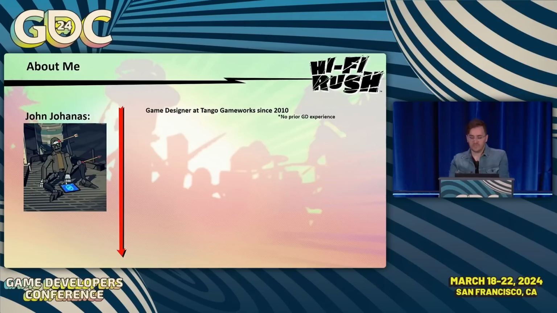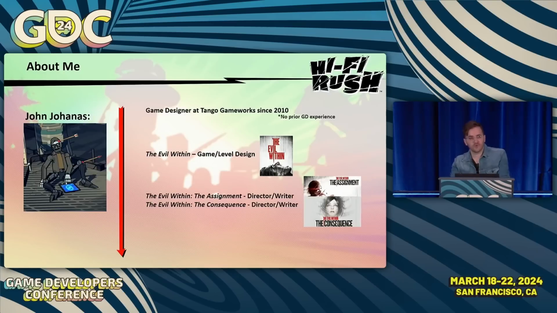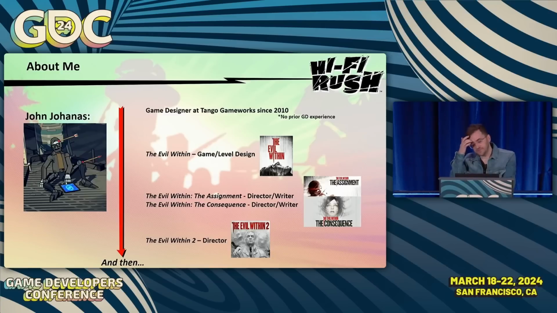So my name is John Johanas, and I've been working at Tango Gameworks as a game designer for about 13 years now. I joined when the studio started, and I had no prior game design or development experience. So for me, everything was learning while doing. And the projects I worked on before this were The Evil Within, which I did game and level design. After that, I worked on both story DLCs we did for the game, The Assignment and The Consequence, where I was not only director on the projects, but I did story and script writing. And then following that, I was the director on the sequel, The Evil Within 2.